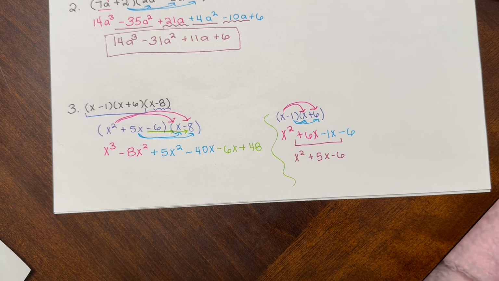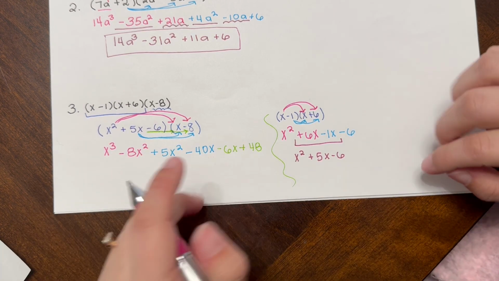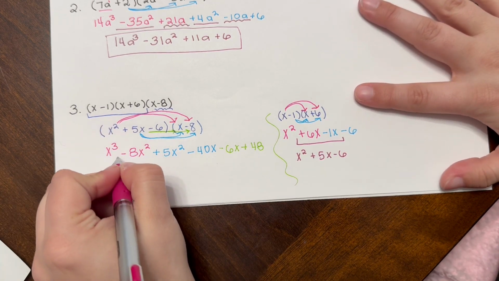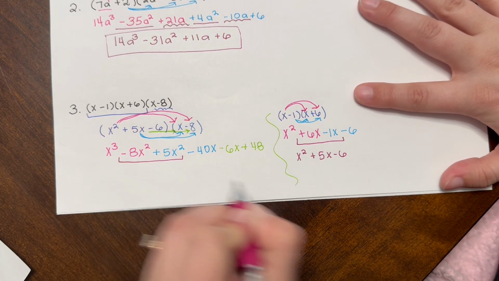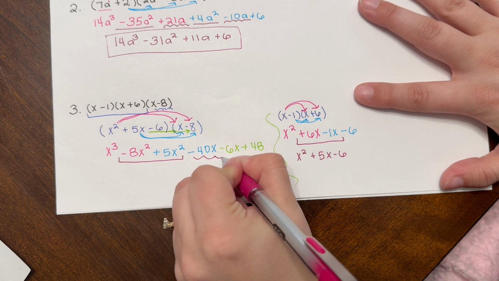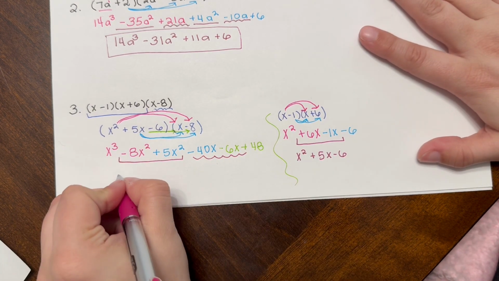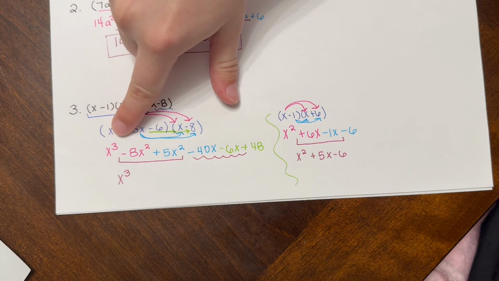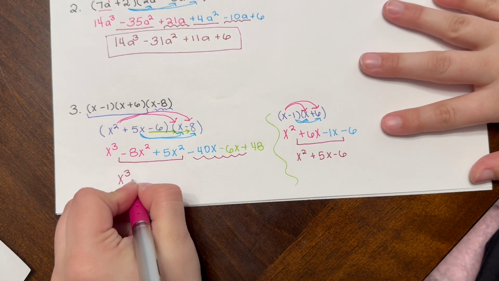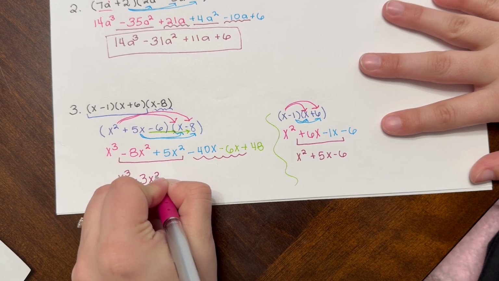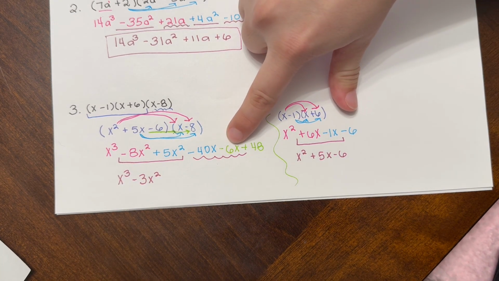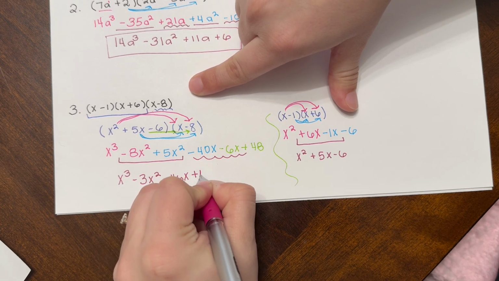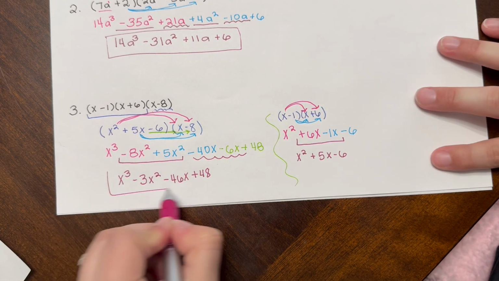And now we combine like terms. What's nice about this is our like terms are actually next to each other when we have our trinomial first. So here we have some x squareds that we can combine, and then we have our x's here. So x to the third. Here we have the x squareds that we can combine. So negative 8 plus 5 gives us minus 3x squared. Negative 40 minus 6, we're going to get minus 46x, and then plus 48. And this is our final answer.